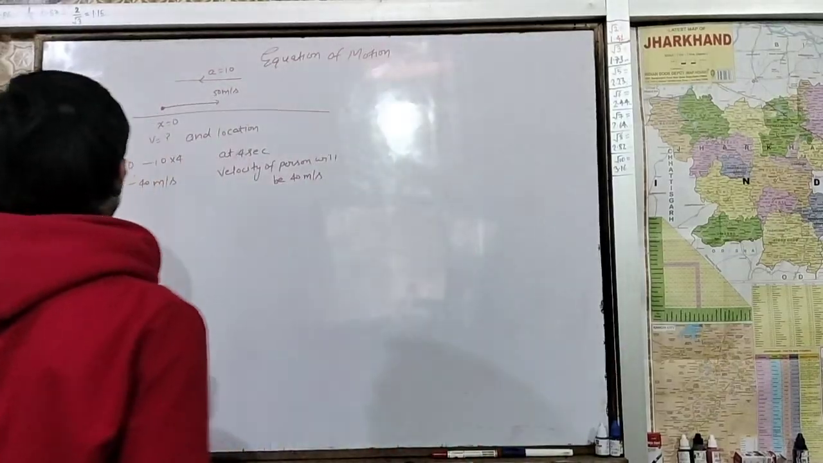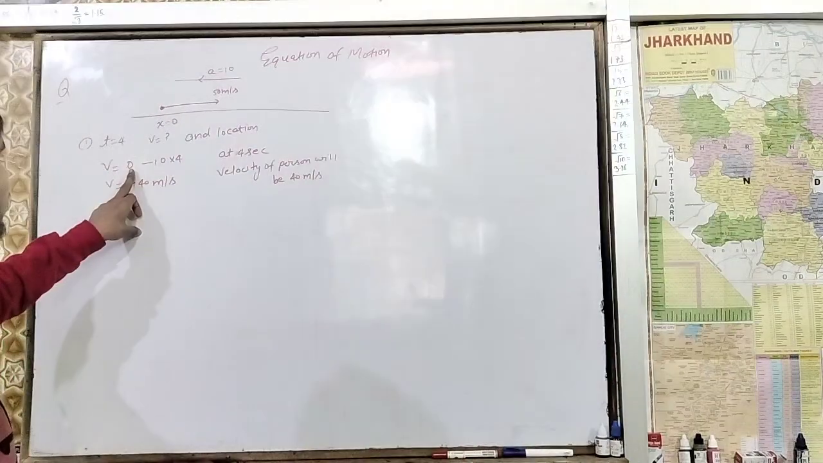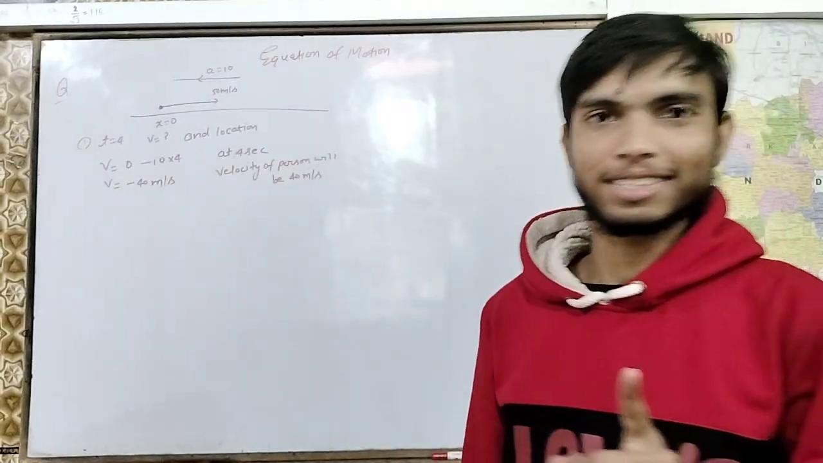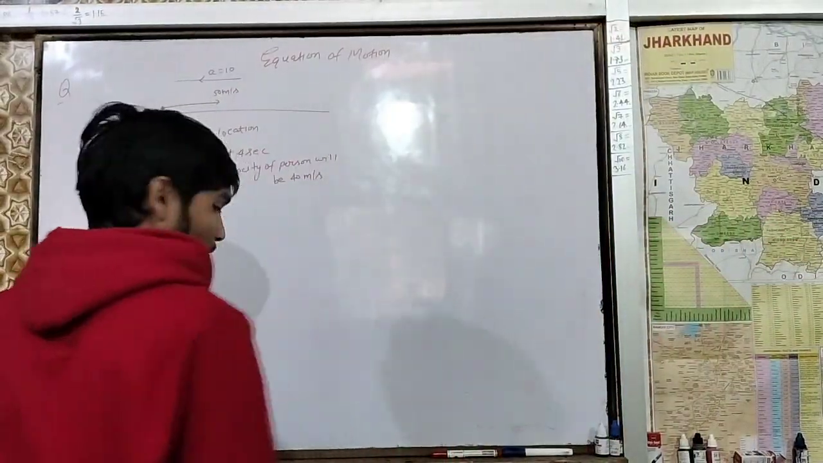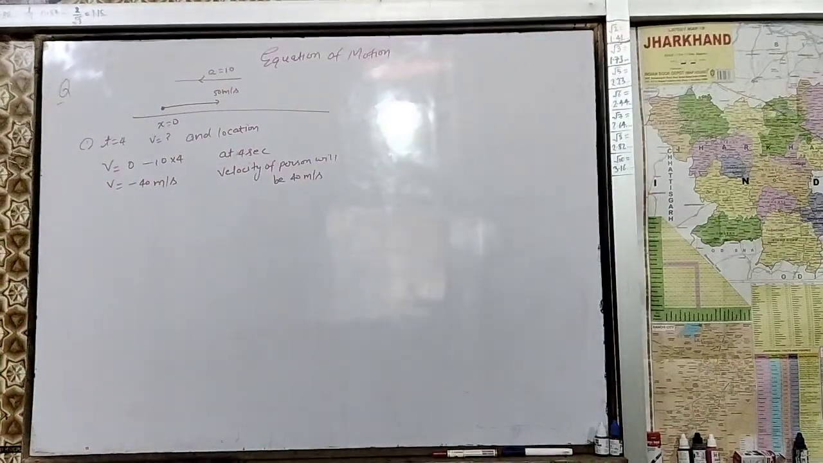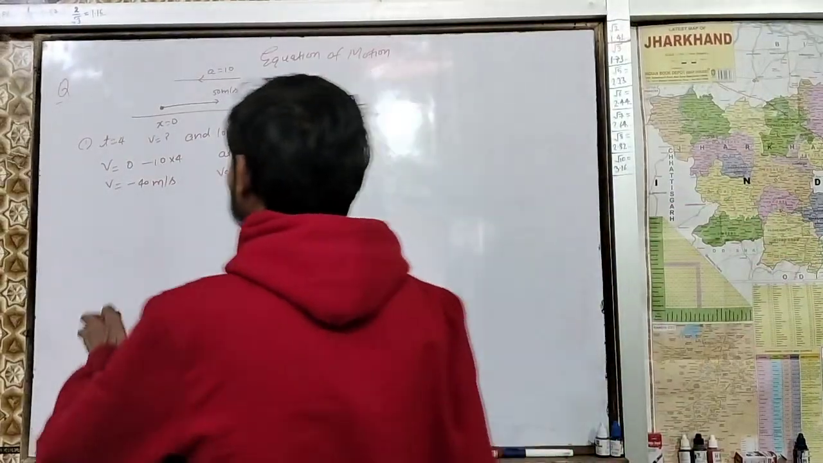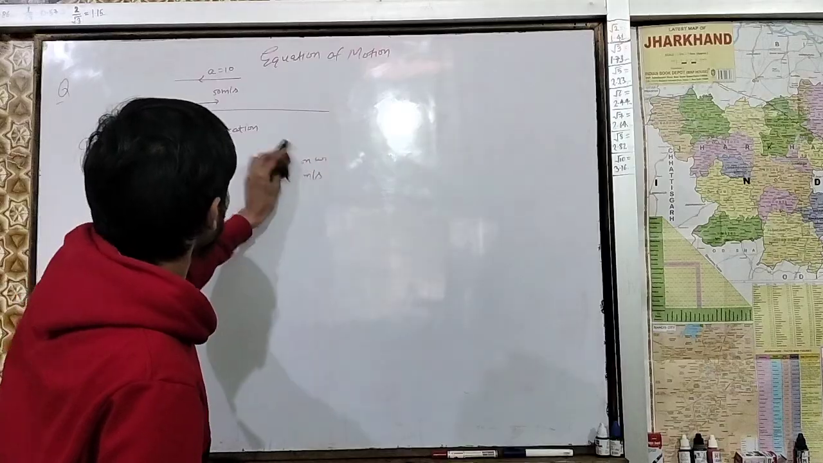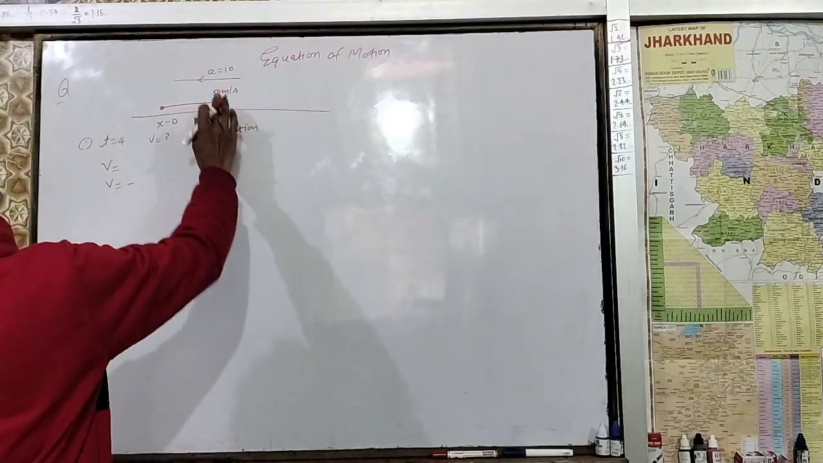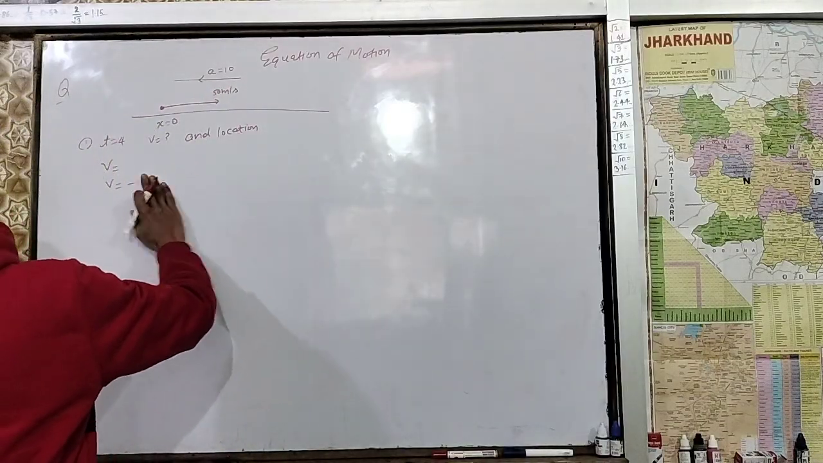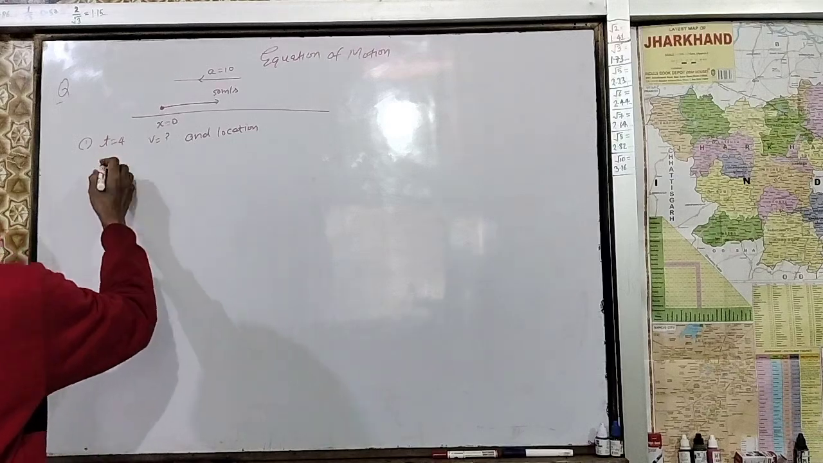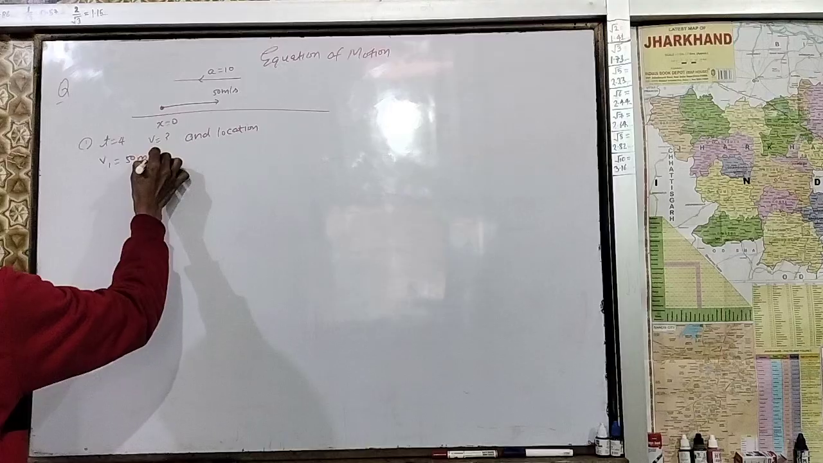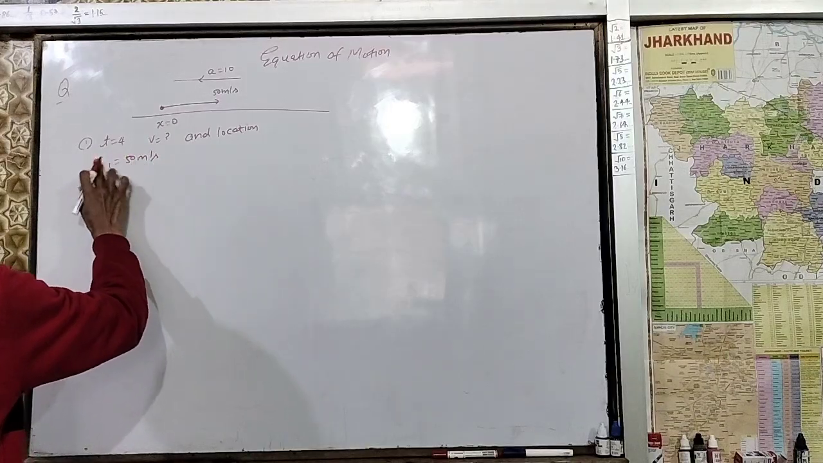Hold on. Zero is not a velocity. Zero is a location. And this 50 meter per second is an initial velocity. So the initial velocity is 50 meter per second.